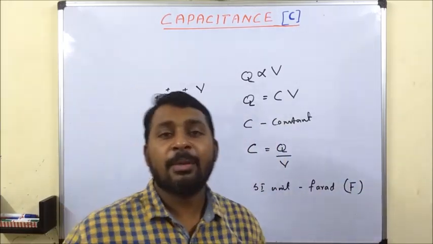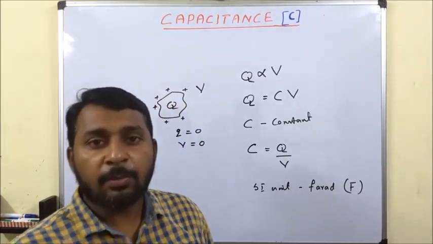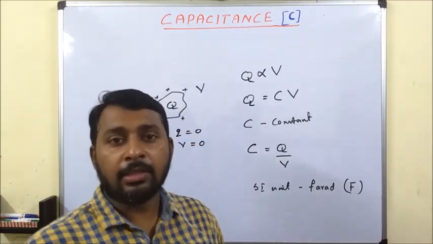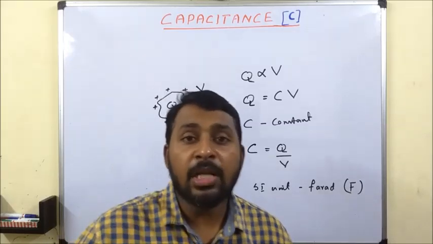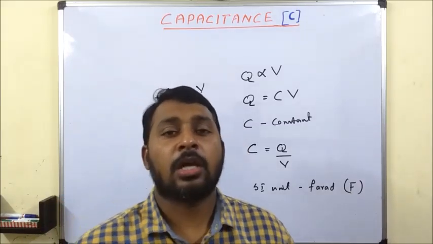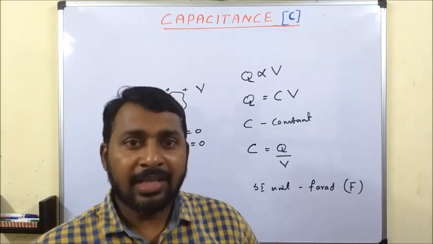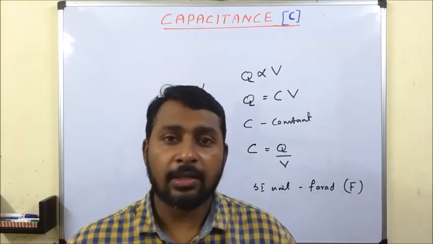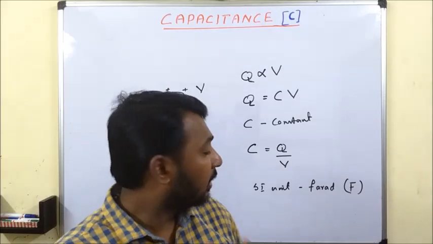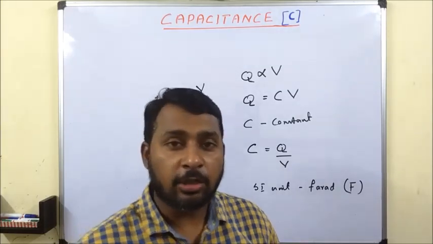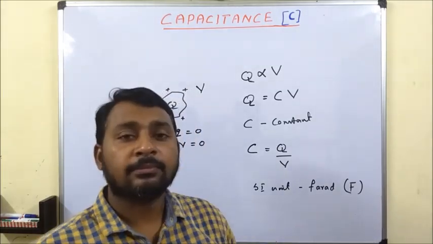So what is capacitance? It's a property of a material. It's a constant. That means it is the ability to store charge in a body, and that is constant for a body. So this is what we call capacitance, denoted by C.